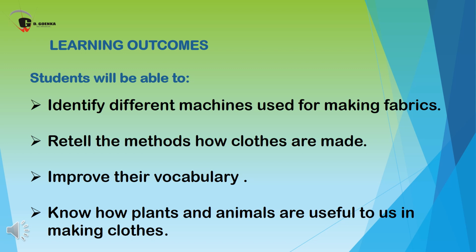Now comes the learning outcomes. First one is students will be able to identify different machines used for making fabrics, retell the method how clothes are made, improve their vocabulary, and the last one is know how plants and animals are useful to us in making clothes.